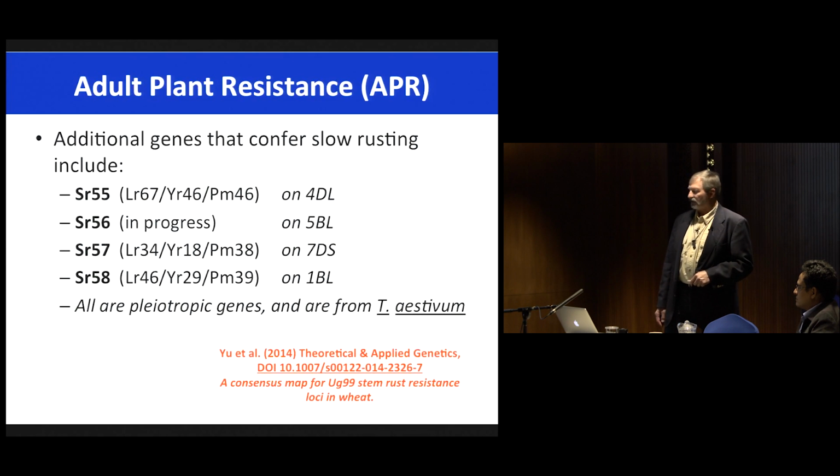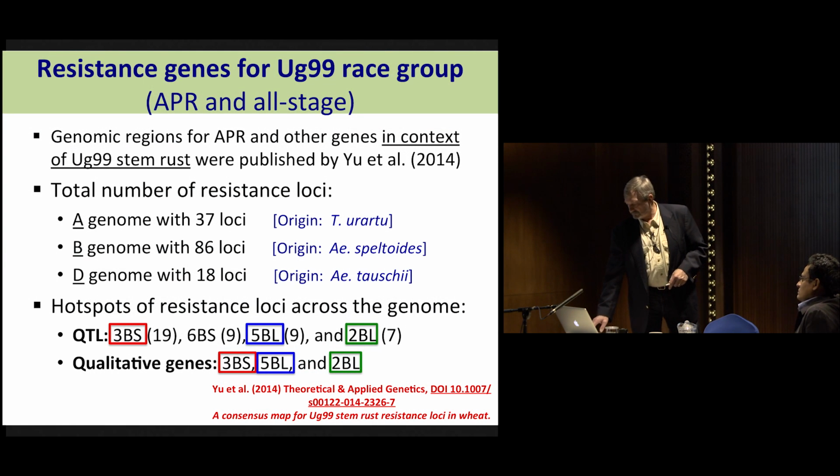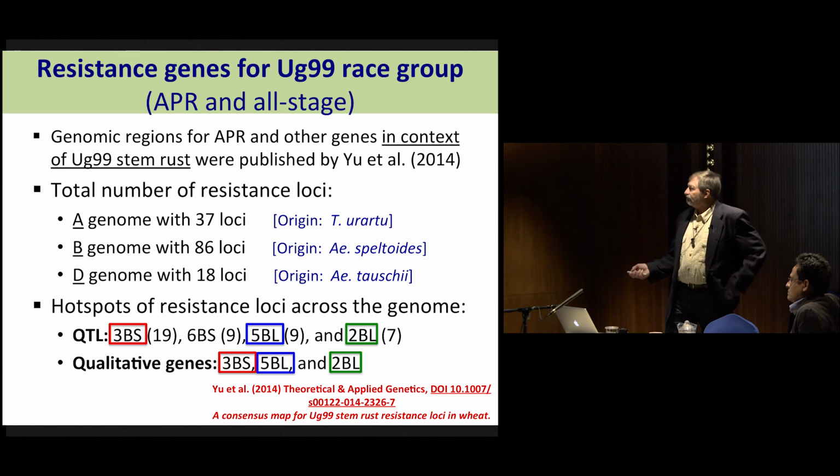This document is in fact in with your package also, and if you're interested in the detail that's in there, it really is a very exhaustive treatment of all of the UG99 stem rust resistance loci in wheat up until the date of that publication. Based on that publication, there are a number of genomic regions for adult plant resistance and other genes in the context of UG99 stem rust resistance, and there are a number of loci that are located to the A genome, the B genome, and the D genome.